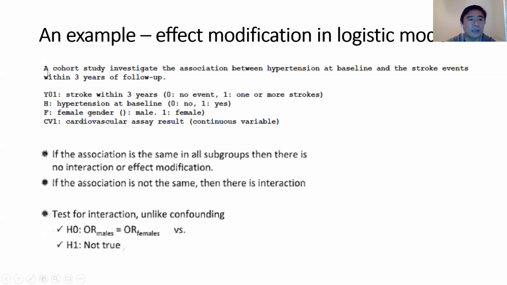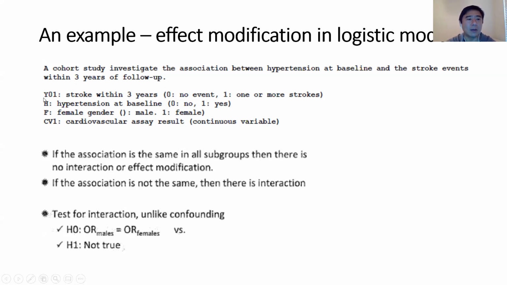So this is a cohort study that evaluates the association between hypertension at baseline and stroke events within 3 years of follow-up. As I said, a cohort study is a study where you enroll a sample of study participants, but you follow them up for a certain period of time. In this specific study, we assume that there's a 3-year follow-up after you enroll the study participants.